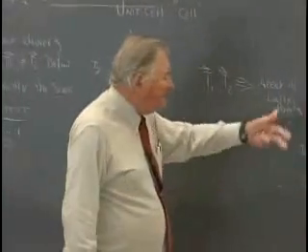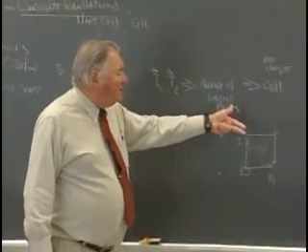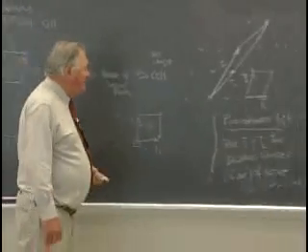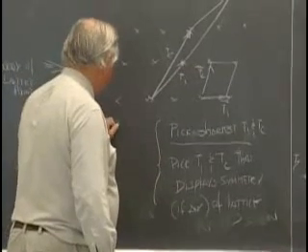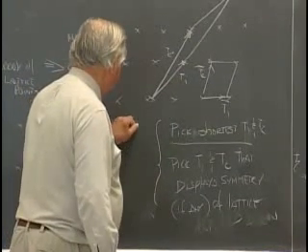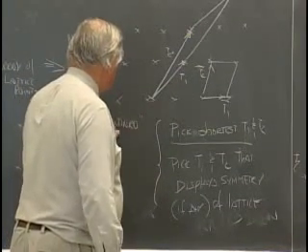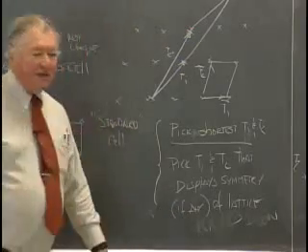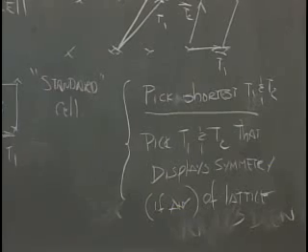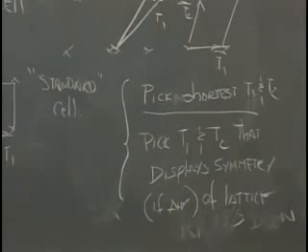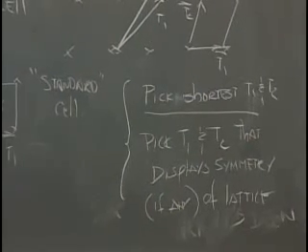Okay, but these are the only two rules that we really need to pick what's called the standard cell. Pick the shortest translations that are available to you and pick translations that display the symmetry that may be present in the lattice.